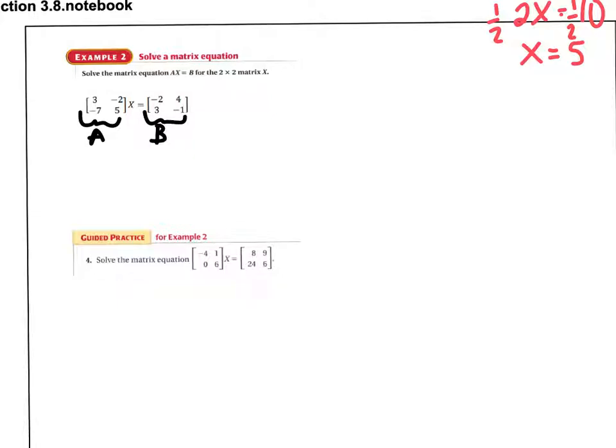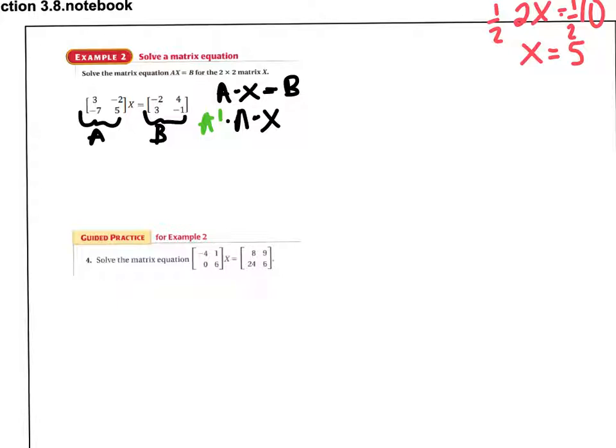Well, think about it logically. If I have matrix A times some matrix I don't know, and I get a matrix B out, how do I find out what X is? Well, you need to do the inverse operation. The inverse of a matrix A is the inverse matrix A, and you just found those. If I took the inverse matrix A times the original matrix A, I've just undone that multiplication to matrix X.